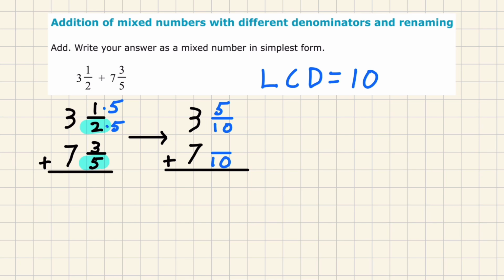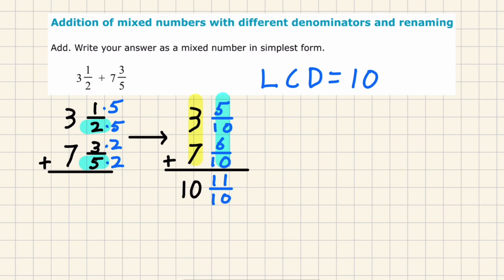And then in the bottom, I would need to multiply the 5 by 2. Multiplying the numerator by 2 gives me 6. Now that I have a common denominator, I can add the fractions, keeping the denominator. Adding the numerators, 5 plus 6 would be 11. And then adding the whole number portion, 3 plus 7 is 10.